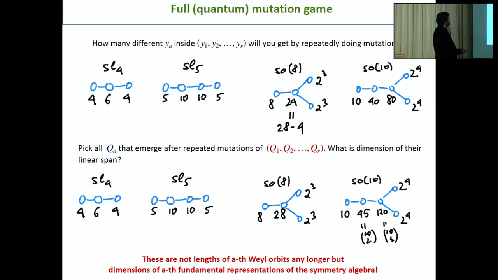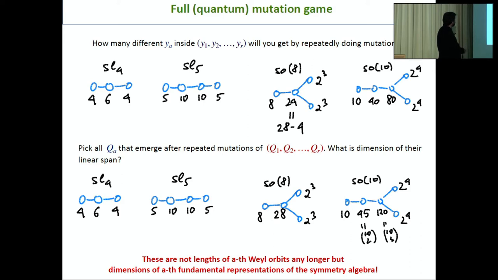And for your convenience, I give you more examples, because more numbers are more convincing. So I took two A-type Dynkin diagrams and two D-type Dynkin diagrams, and ask the question: I take my Q function, do this mutation with the possibility to add linear combinations. So I do superposition, like in quantum mechanics, really. And ask myself, what will be the dimension of the linear span?